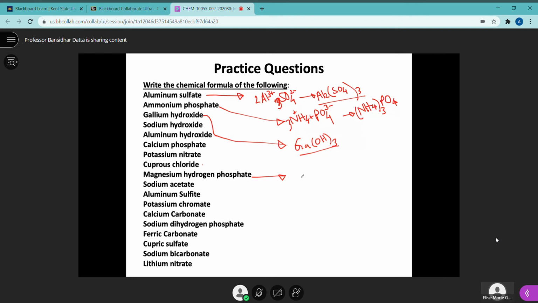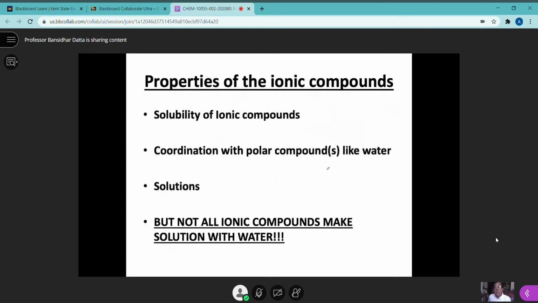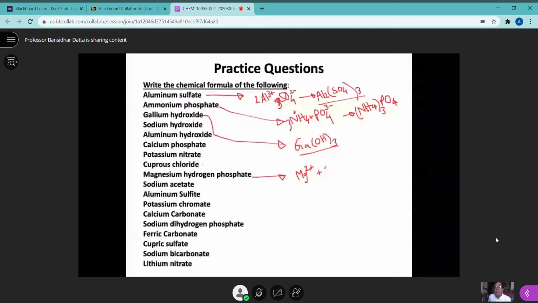I have a question about this one too. Is the answer like HMgPO4? Or does it have one unit? Yeah, it's one unit. So magnesium 2 plus. That's very good. So hydrogen phosphate, HPO4, 2 minus. Yeah, that's a 1 unit.